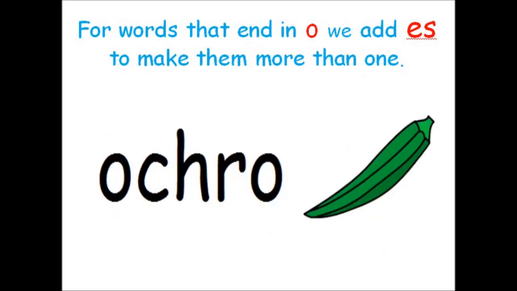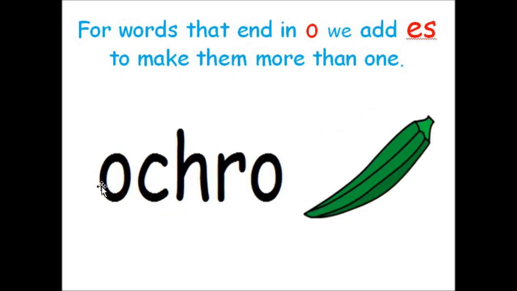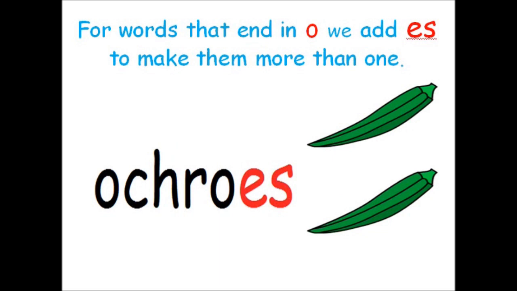Here is one last example. One okra. The word ends with O. If we wanted to show more than one, we add e and s to the end of the word because our word ends with O. So one okra, two okras.